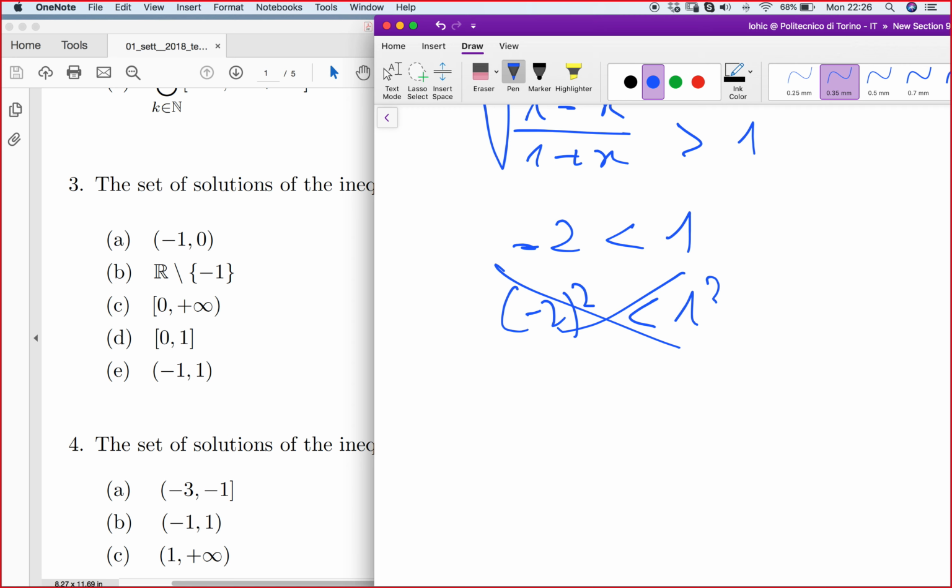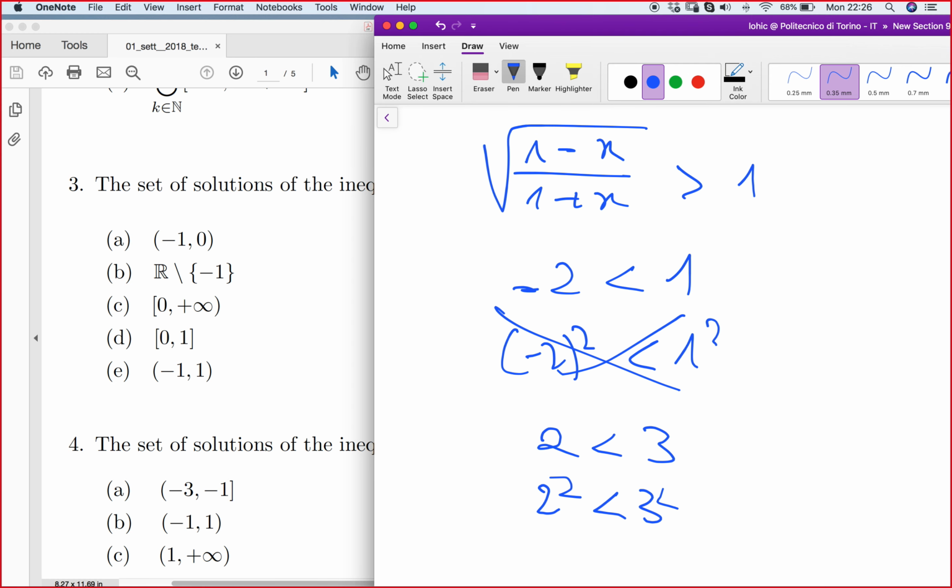This may be wrong, except when the two quantities are positive. For example, 2 is smaller than 3, and 2 squared is still smaller than 3 squared, right? You can raise both quantities in an inequality to the square if you make sure that both sides are positive. Is that clear?